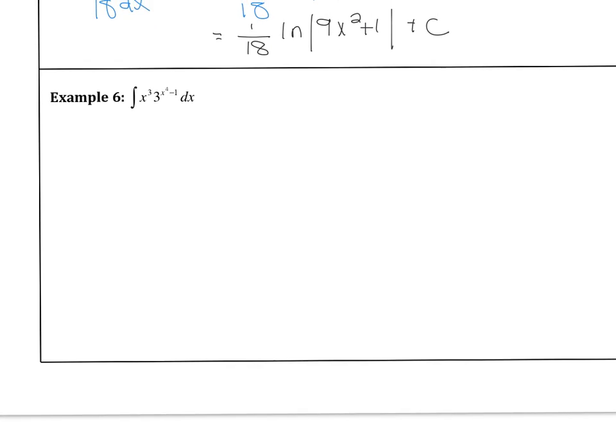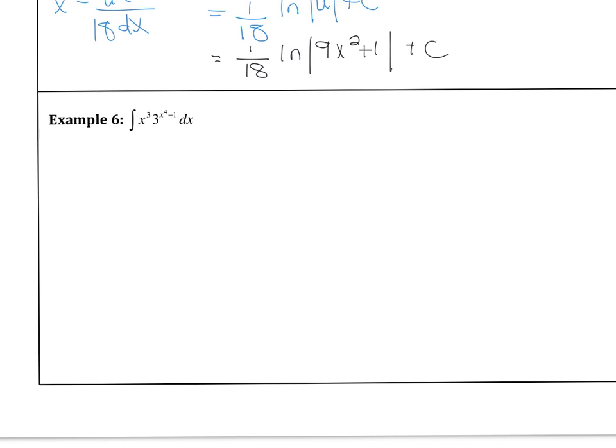Example 6 maybe gets a little bit more complicated, but hey, we're smart cookies, so stick with me. Alrighty, so do we see a function derivative pattern? And I'm like, yeah, I have something to the 4th and something to the 3rd. So obviously that something to the 4th can be my function, and the something to the 3rd can be my derivative.